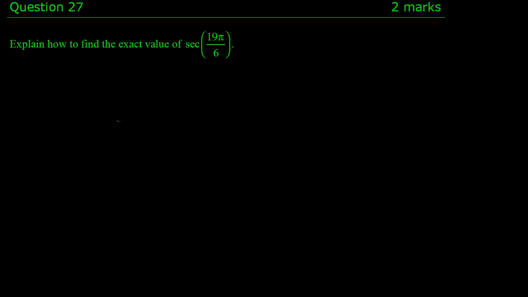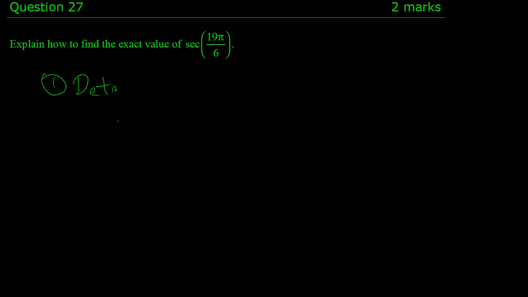Question 27. Explain how to find the exact value of the secant of 19 pi over 6. So, in any exact value question, there's a few things that we do. The first thing that we want to do is to determine the quadrant.